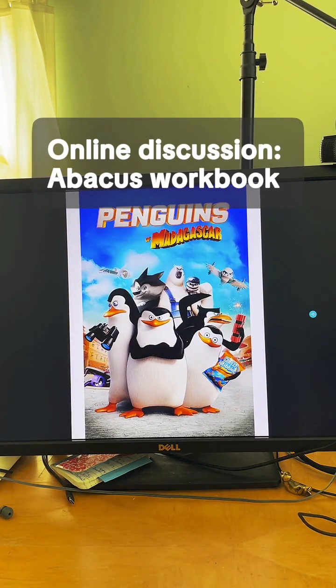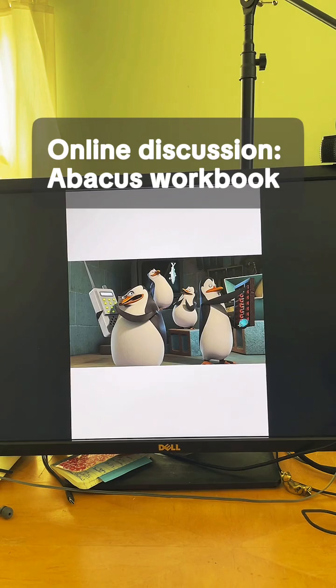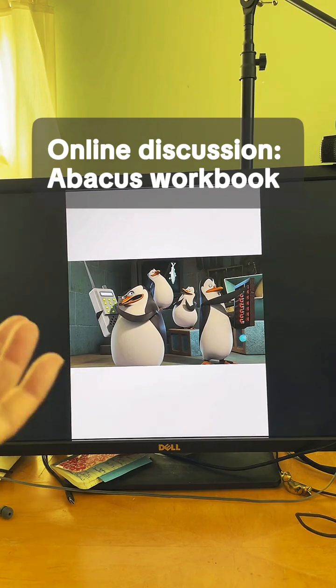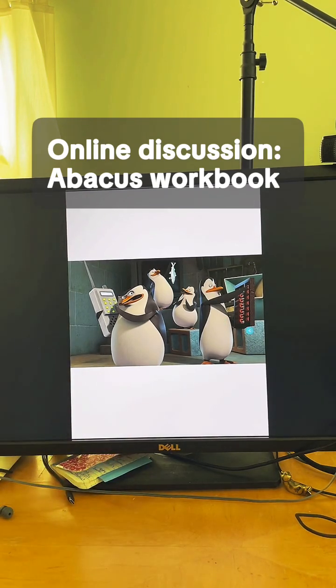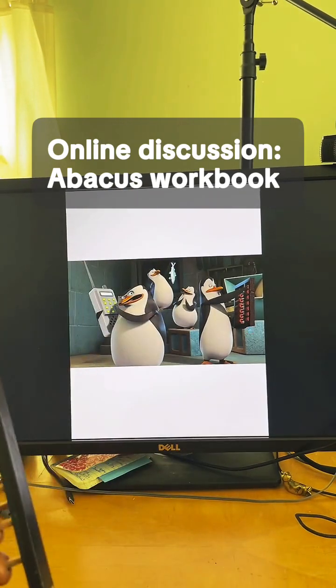So then, you know what? Penguins of Madagascar. I was looking at Penguins of Madagascar, and I was just kind of like, oh, this is a fun movie, whatever. And then they start talking, and guess who this one has? He's got the Chinese abacus, but he's holding it the wrong way. He's holding it this way.